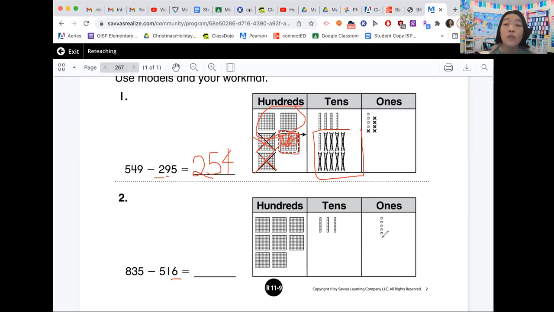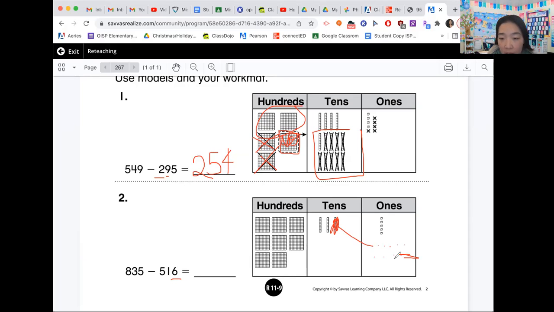And then Sally says, oh, you have to regroup. Okay, oh yeah, you're right, Sally, thanks. So I'm gonna take away this 10 and I'm gonna add it here to make 1, 2, 3, 4, 5, 6, 7, 8, 9, 10. Okay, now I have enough.